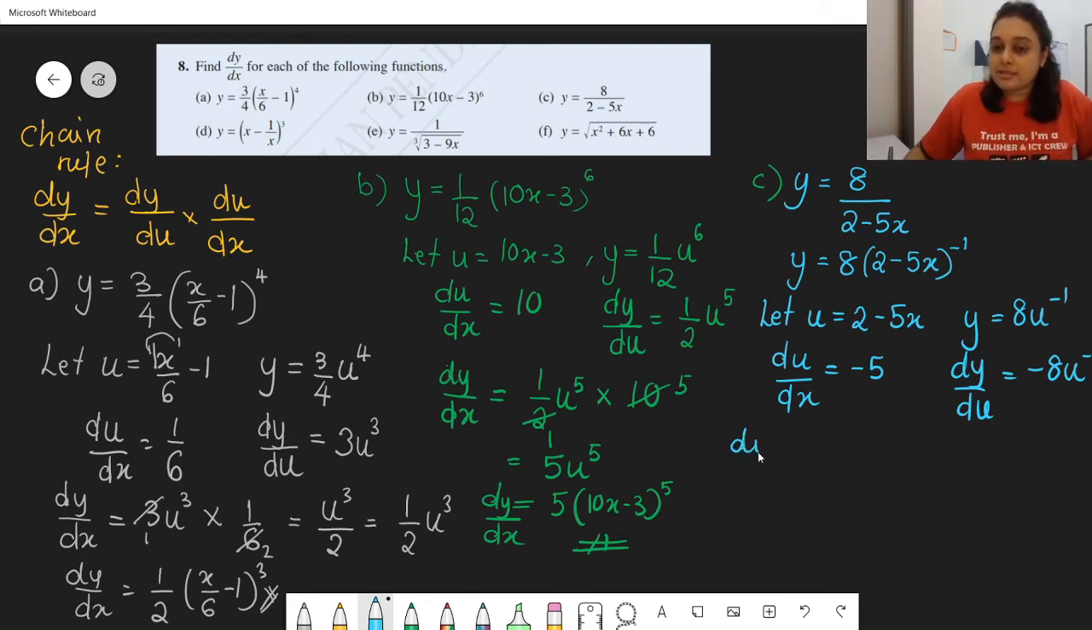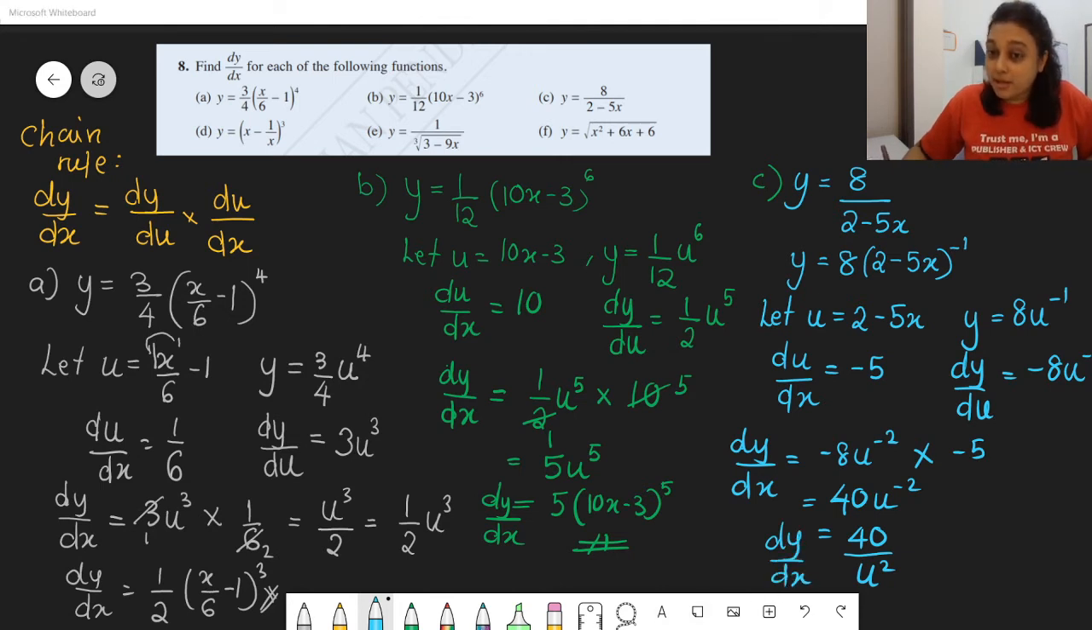Now let's put all these inside the formula. So dy du first: negative 8u to the power of negative 2 times negative 5. Negative 8 times negative 5 is positive 40, u to the power of negative 2. The u I'm going to bring down, so it becomes like this. So this is your dy dx.